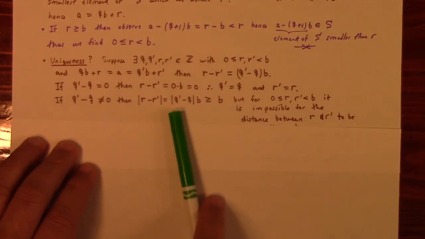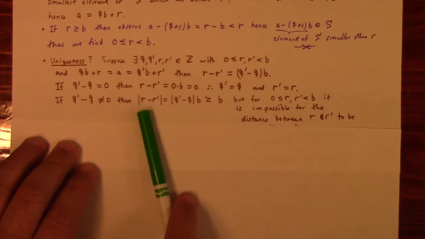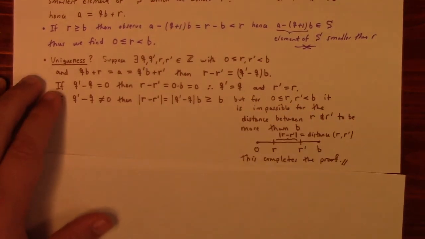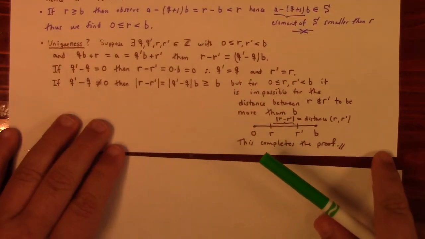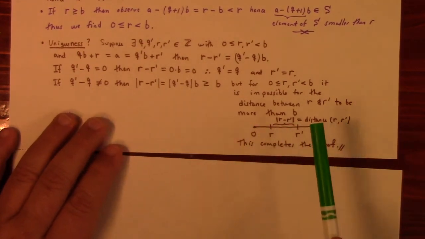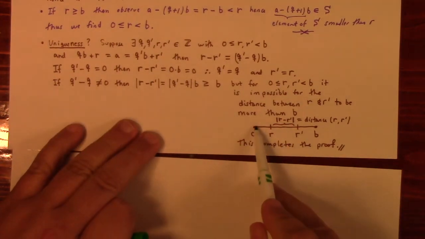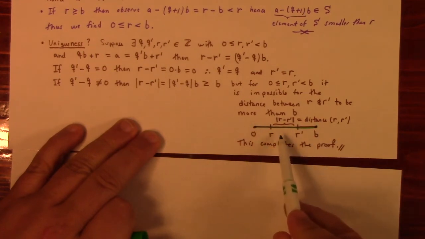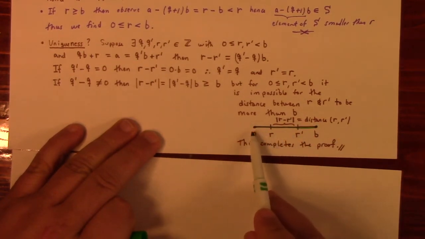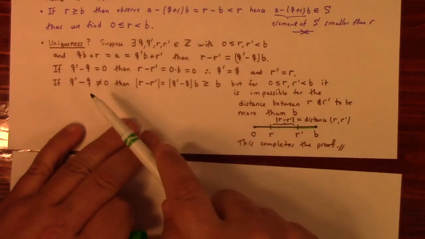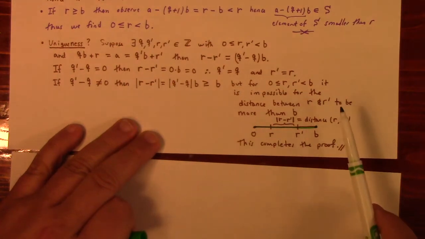You can't have the distance between the remainders, r and r prime, be larger than b, because r and r prime are fitting in the interval. So since r and r prime are both between 0 and b, they're somewhere in this 0 to b line segment, number line. You can't have the distance between r and r prime be larger than b. That's absurd. So the second possibility, that q prime minus q is not equal to 0, cannot be allowed.